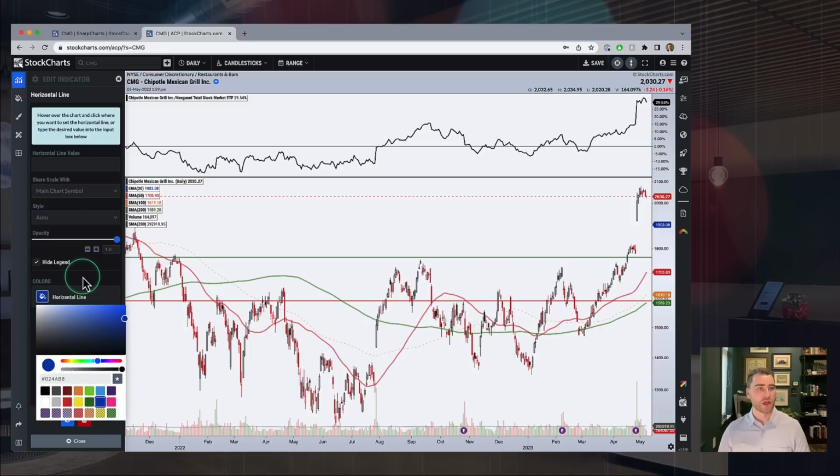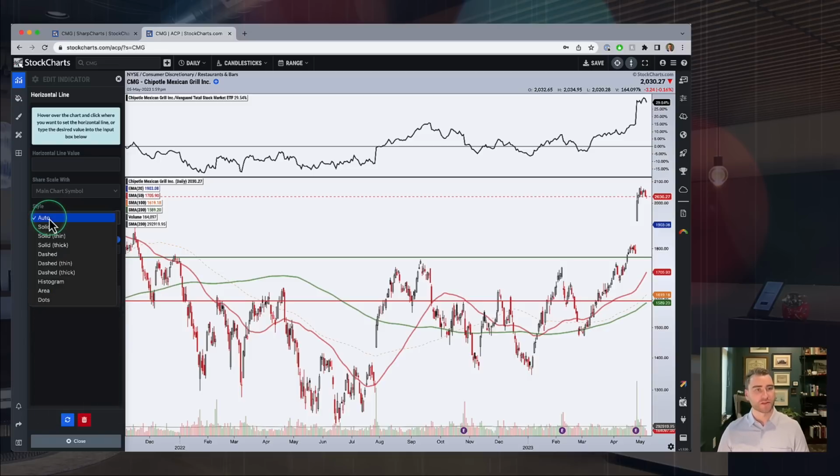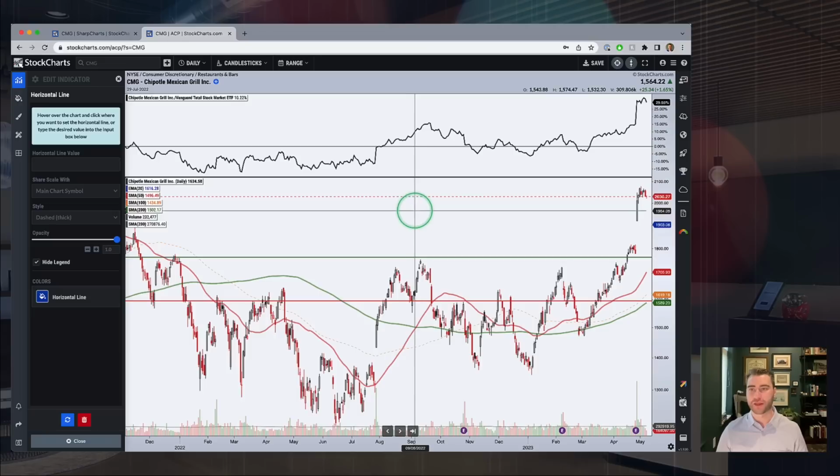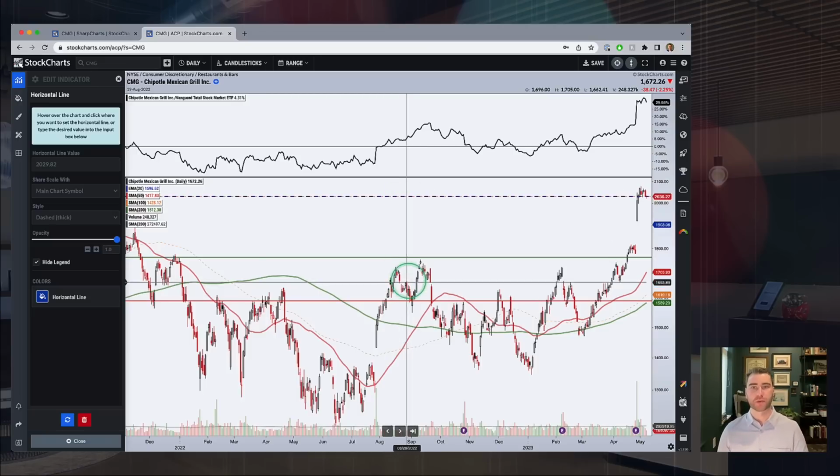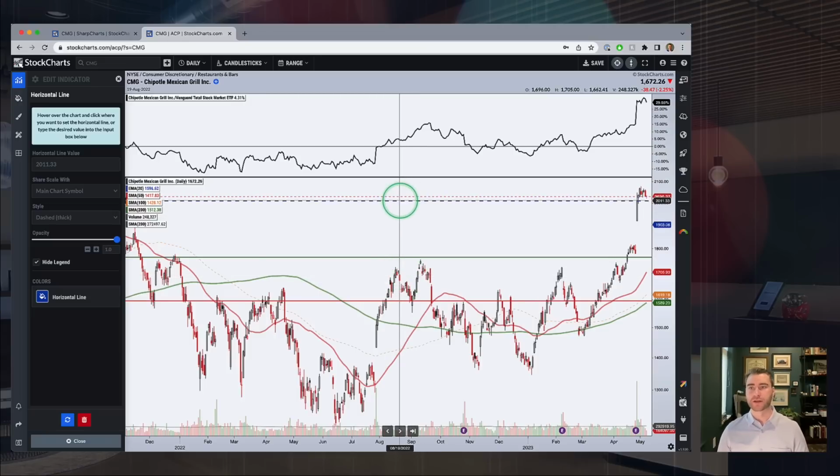We can change this to be a blue line. We can set that style to be dashed thick, and we can actually click exactly where we want to have that blue line. Let's say it was a little bit lower. There we go. We've got our blue price target line added right to this chart.